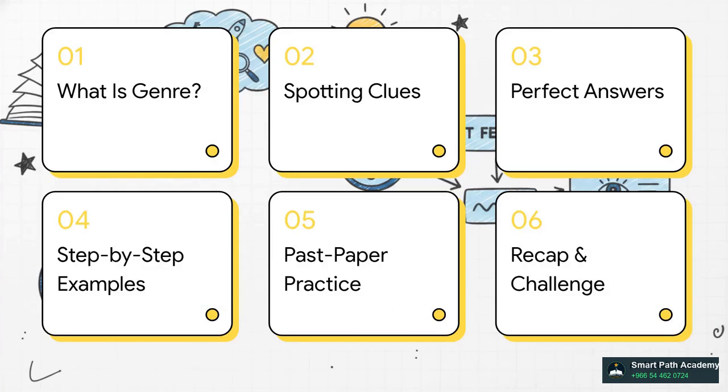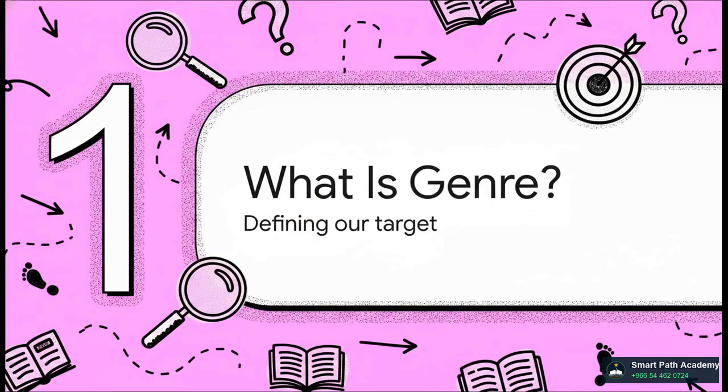Okay, let's dive into this. Here is our roadmap for mastering skill 36 today. What is genre? Spotting text clues, perfect exam answers, step-by-step examples, past paper-style practice, and finally, a recap and challenge. Let's get to it. Section 1.